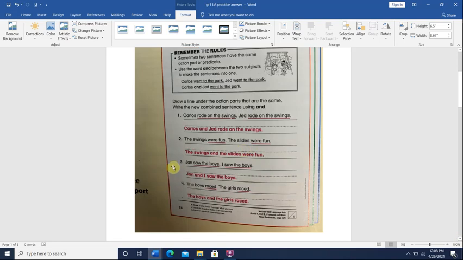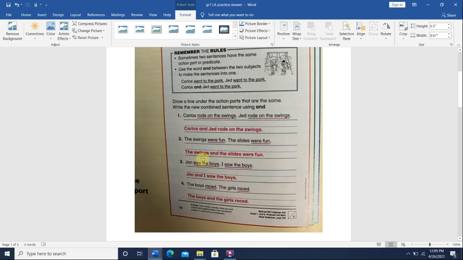Number 3, Jan saw the boys, I saw the boys. Again, the predicates are the same, starting from the verb saw the boys all the way to the end. Here, underline saw, that's the verb, all the way to the end. That's the predicate. So how can we join them? Jan and I saw the boys. Look at the answer. Jan and I saw the boys.